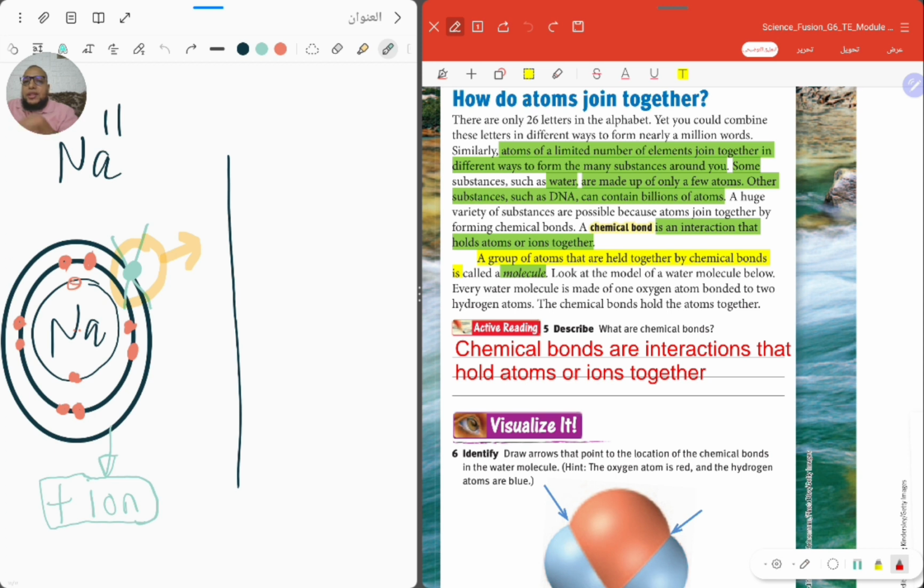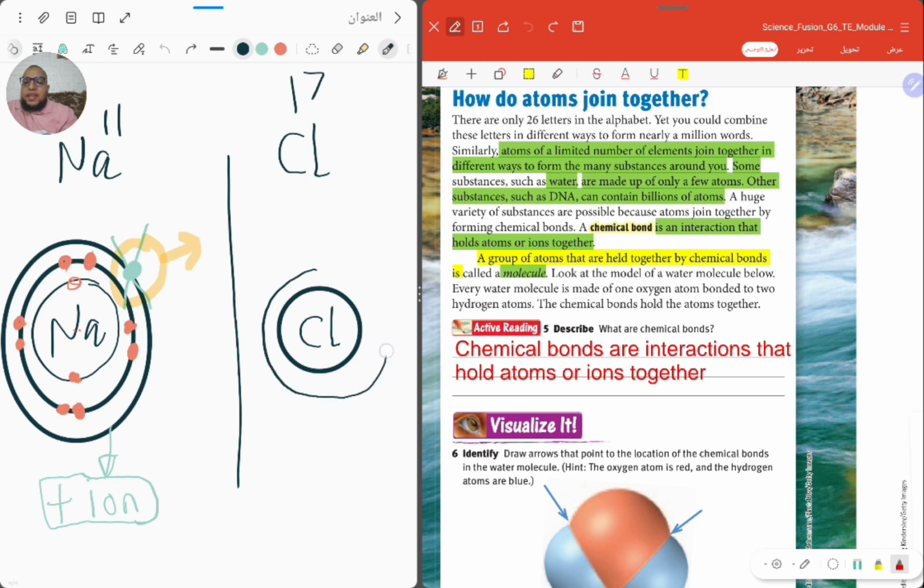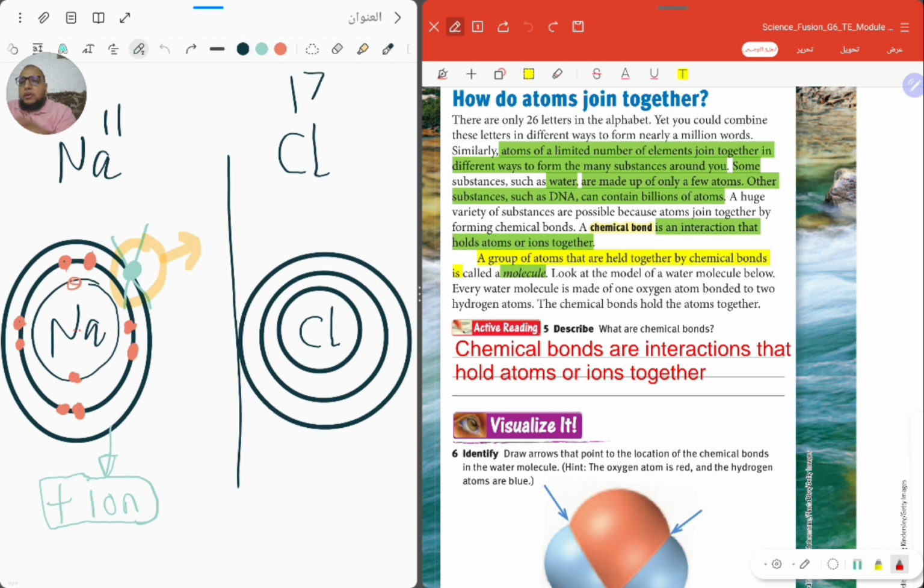Okay, let's take another example. It is chlorine, which has 17 electrons. So I will put Cl first. The first level has 2 electrons. The second level has 8 electrons. That's 8, so 10 now. And the last one has 7 electrons.